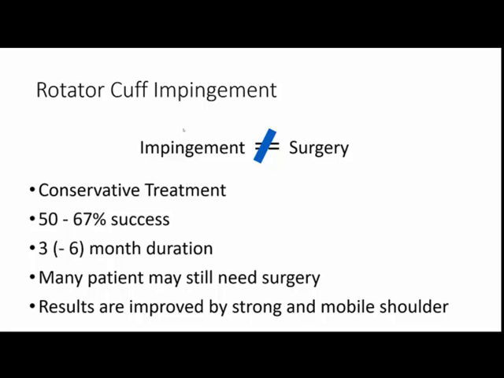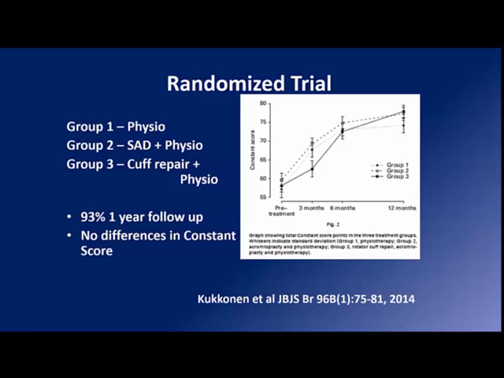I think it's also important to understand that impingement doesn't equal surgery, and I mentioned that conservative treatment will settle a whole range of shoulders. About half of them will get better with just a rehab program, as I mentioned, but it can take 2 or 3 months, perhaps 3 months sometimes. And many patients will still need surgery, but they'll be a lot better off having a shoulder that's mobile and strong to start off with.